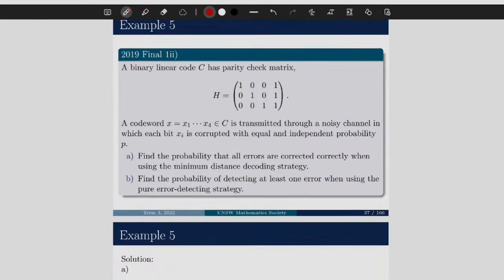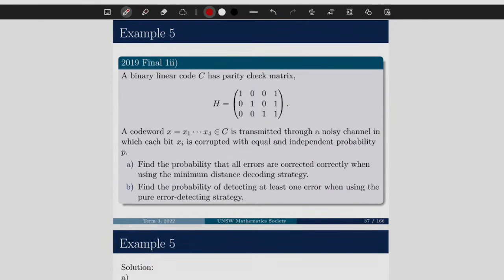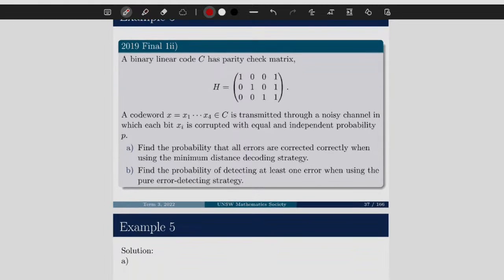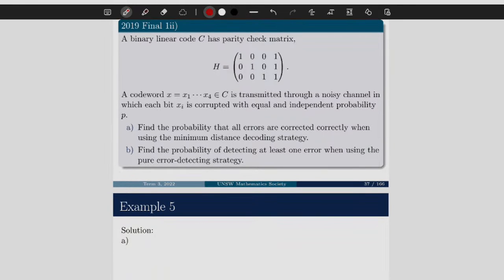Okay. So let's actually talk about an exam question, right? A binary linear code has a given parity matrix. Find the probability that all errors are corrected correctly when using the minimum distance decoding strategy, right?